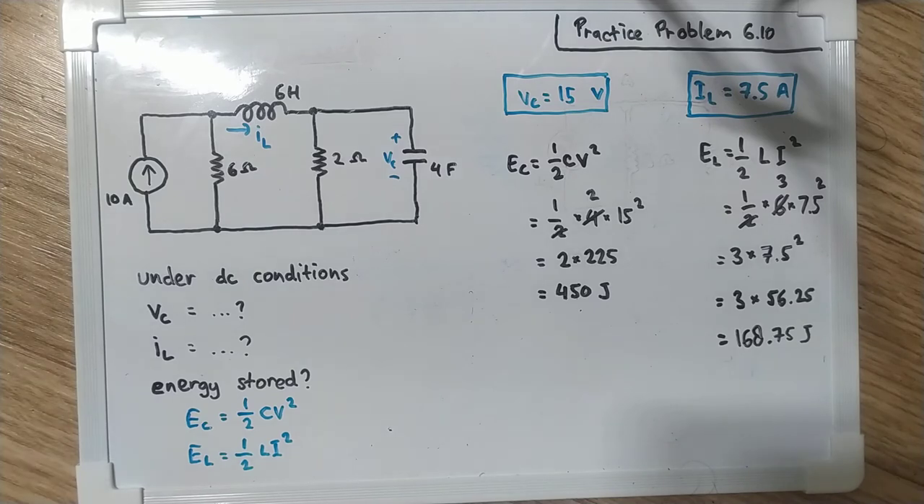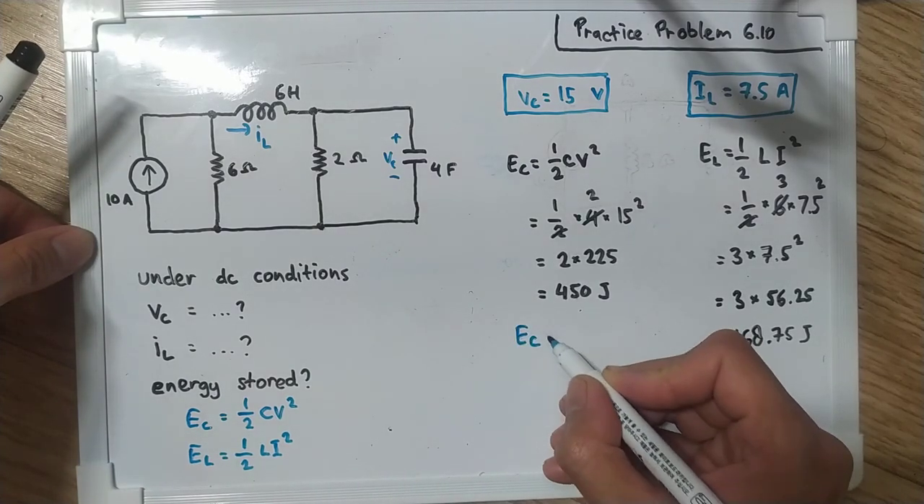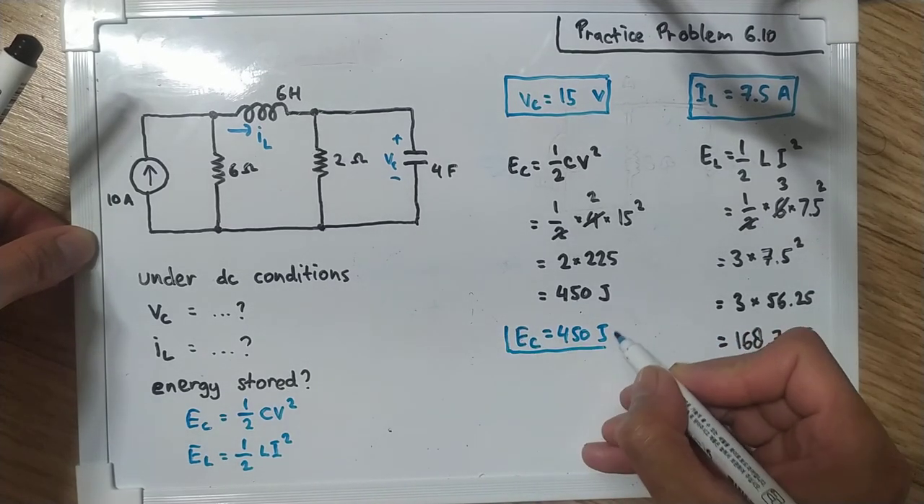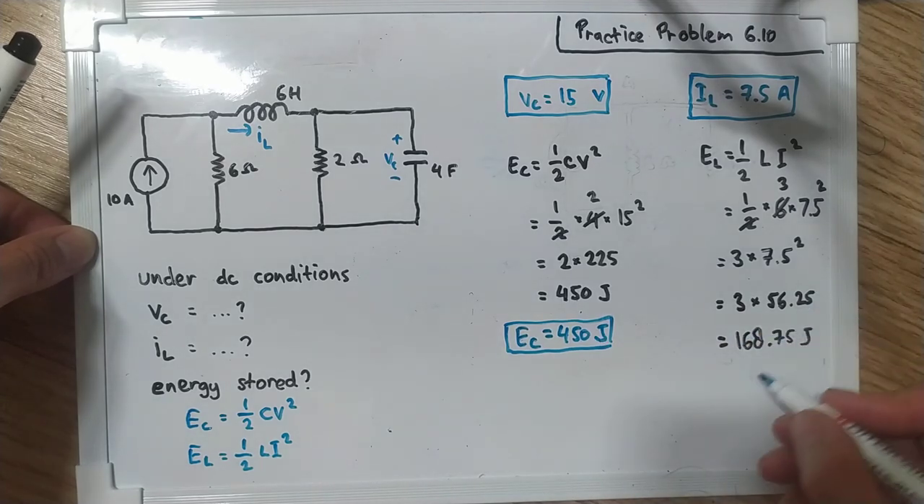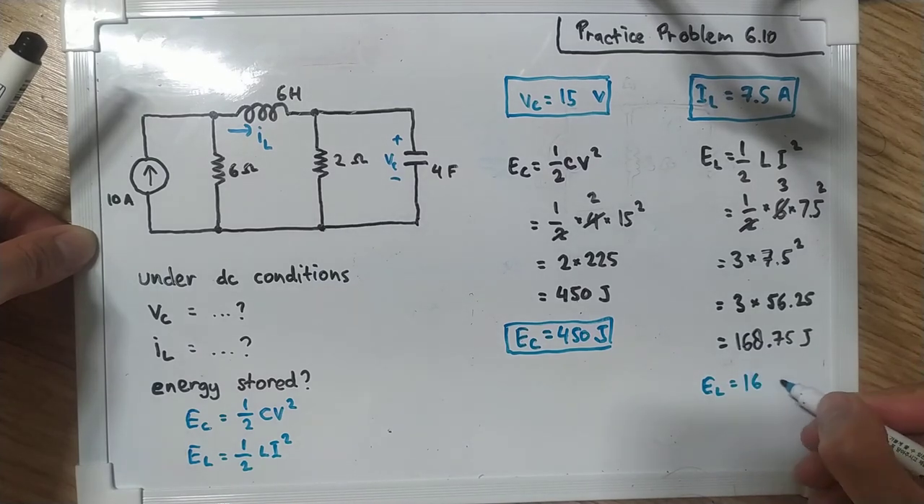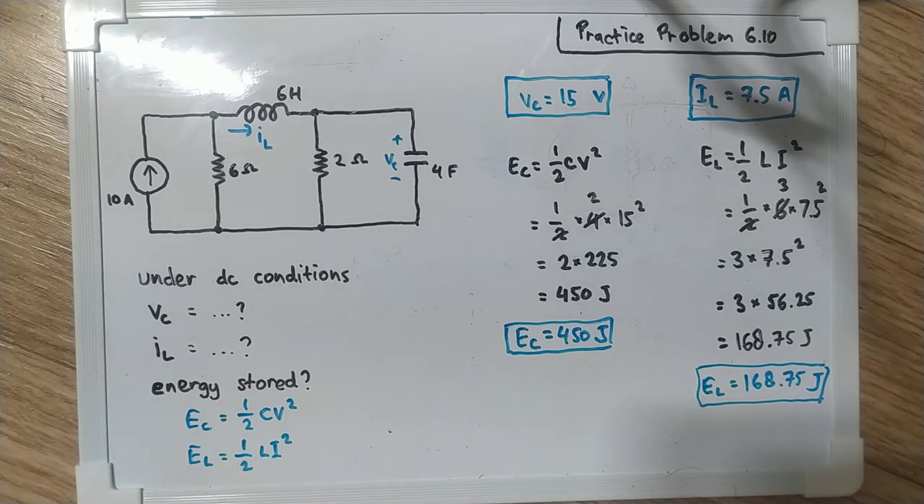I will check it later, but this is the final answer. So the energy stored in our capacitor is 450 joule, and meanwhile the energy stored in our inductor is 168.75 joule. So these are the four answers that we are looking for. Okay, hopefully I did not make any calculation mistake.